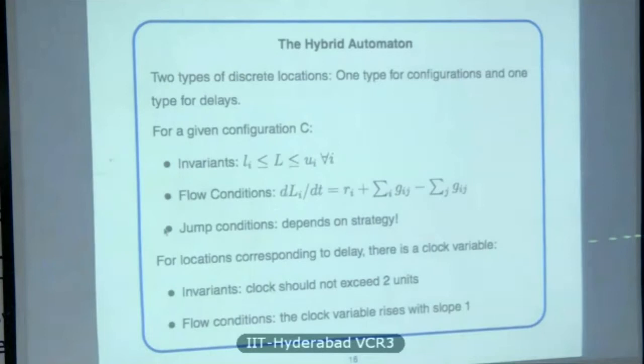What jump conditions you are going to use depends on the strategy that you are going to have. For the locations corresponding to delay, there is a clock variable. The clock variable has slope 1, and the invariant is that it opens in 2. So the clock variable operates for just 2 minutes of time. By then, the gate is open. That's this thing.